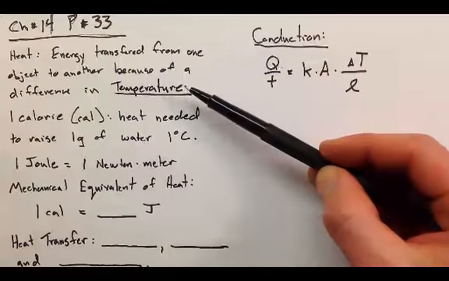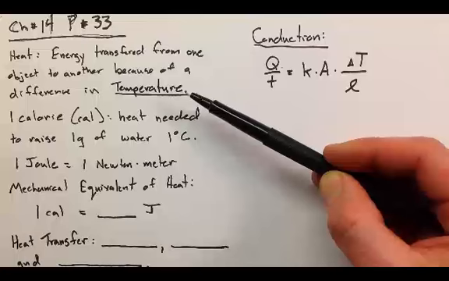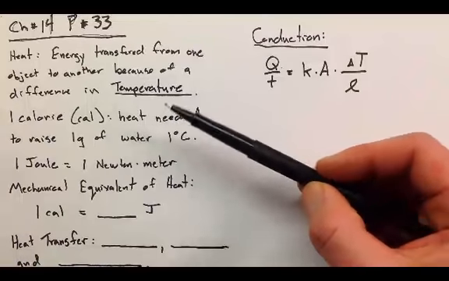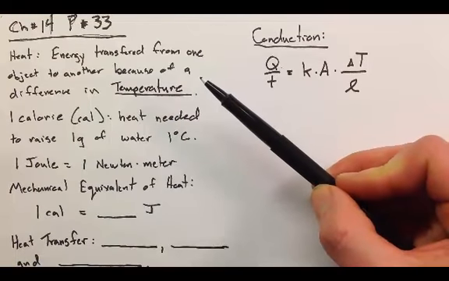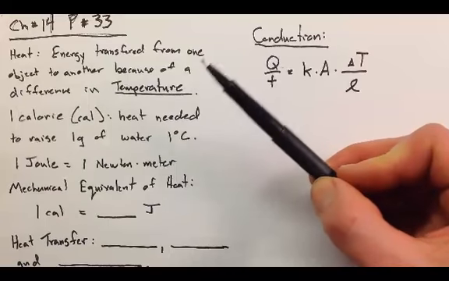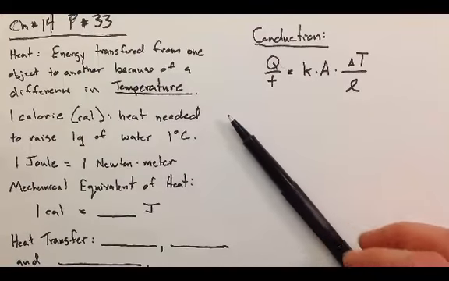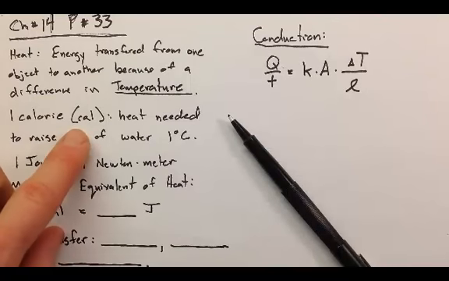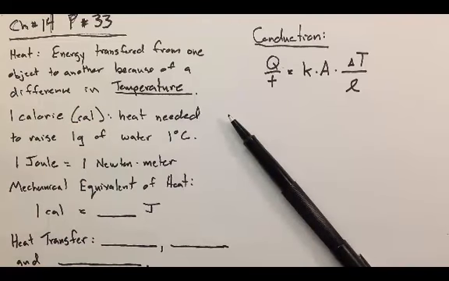So temperature is a measure of the average kinetic energy of an object. Heat is the amount of energy transferring from one object to another object. The SI unit of heat is the calorie, and that's abbreviated with a little cal. 1 calorie is the heat needed to raise 1 gram of water 1 degree Celsius.